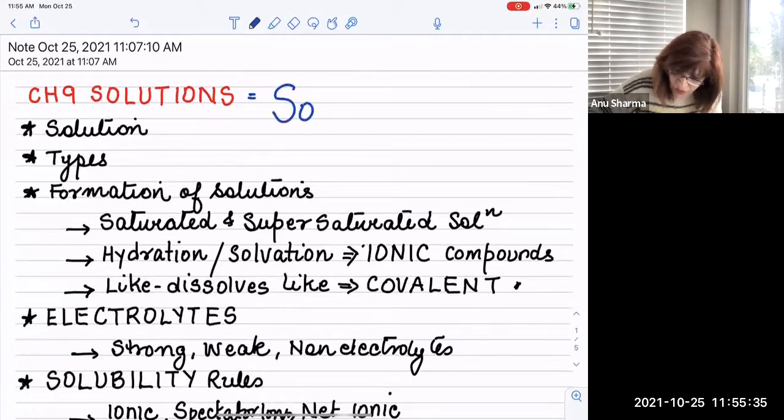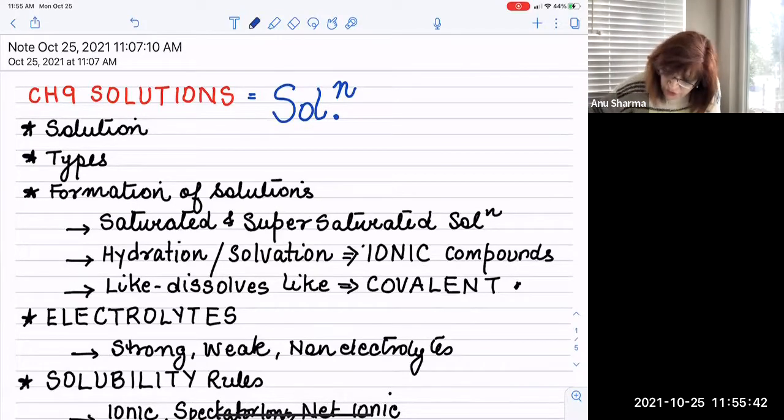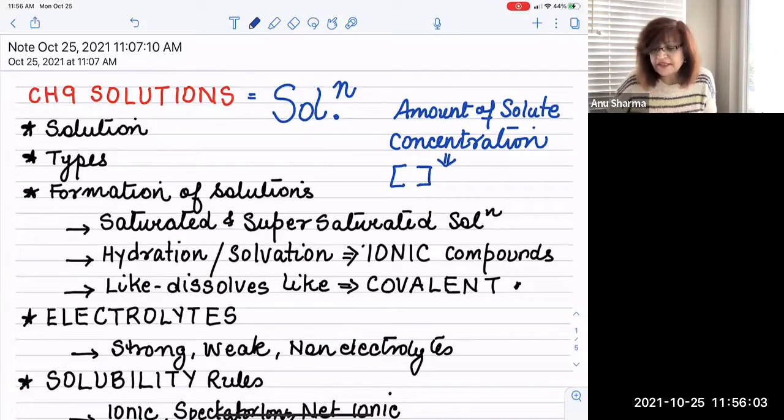Okay, so from now onwards, for the solution, instead of writing this big thing, I'm going to write down SOL raised to the power N. Okay, I'll do that. And for the concentration also, concentration is the amount of solute in the solution. Either it is represented as a square bracket, or I'll write down concentration raised to the power N. So just the short forms.